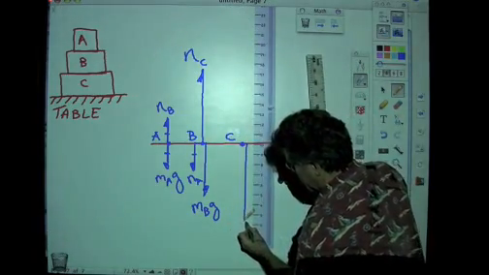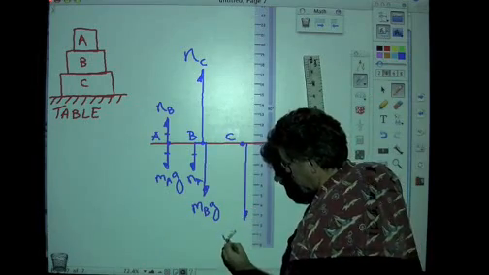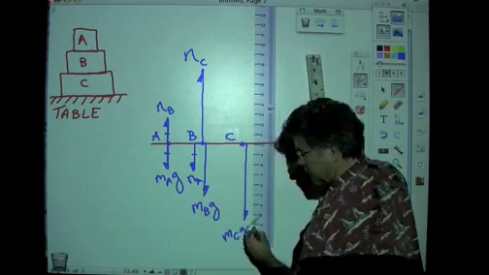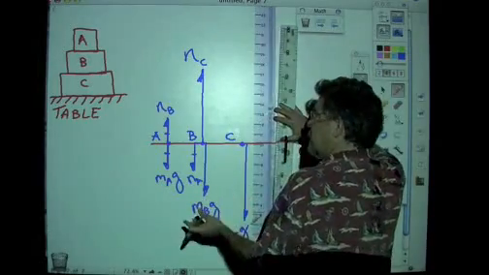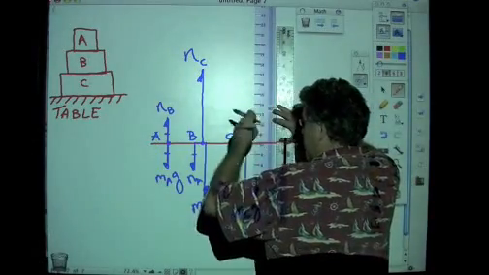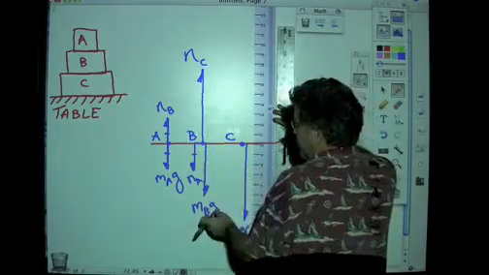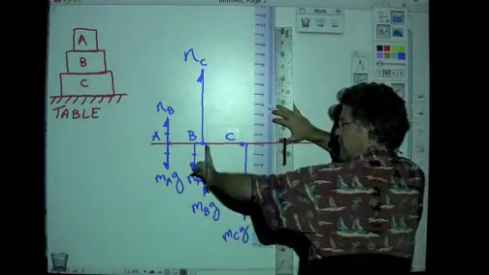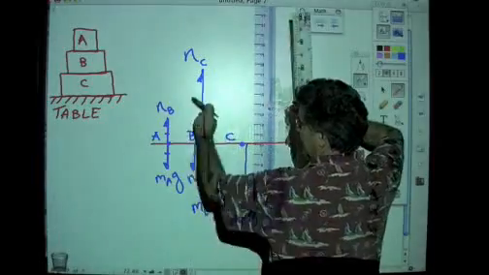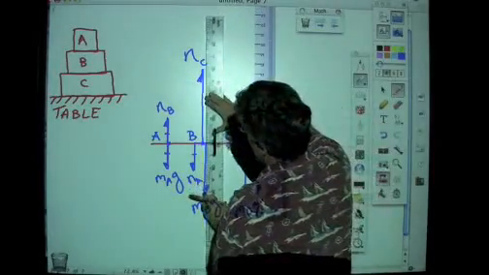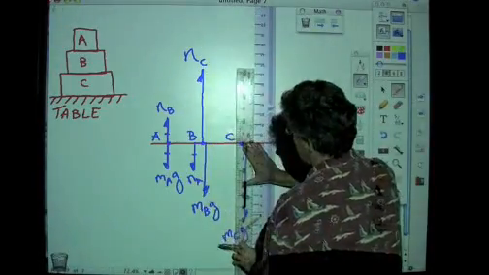So there is MCG, it's its weight. And then there's the normal force. Now the normal force, I'm going to run out of room. I'm having a problem here, because the normal force now is the combination of these two forces down.